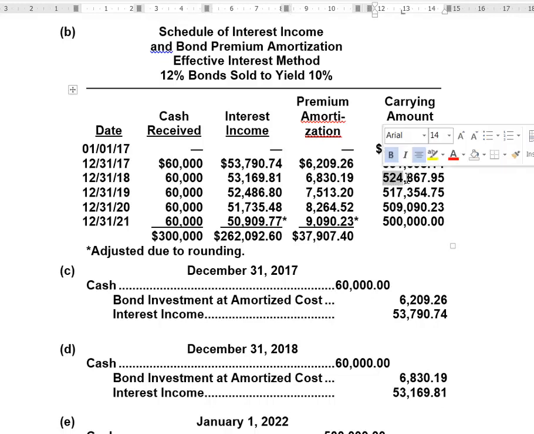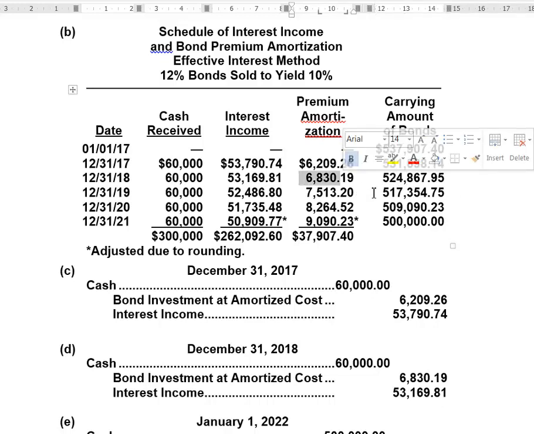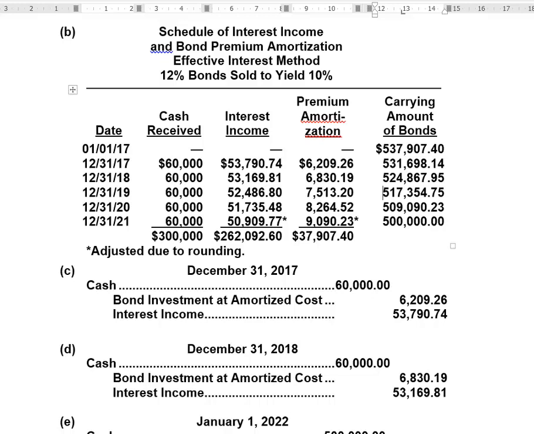So now the bond is being carried at $531,698.14 less what we amortized as premium, and we're going to get $524,867.95. Right? So if we continue to do this all the way through, with making some appropriate adjustments for rounding, we're going to see that over the term of the bond, we received $300,000 in cash.